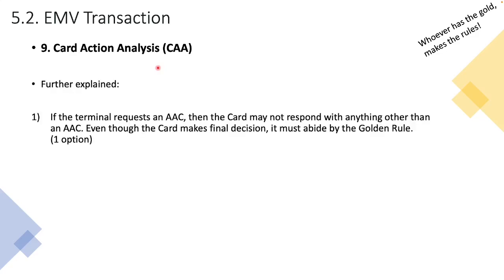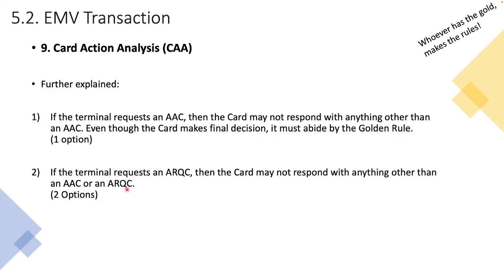Okay, so let's expand on it a little bit more, just to improve our understanding. If the terminal requests a decline, an AAC, the card is not allowed, under the golden rule of EMV, to respond with anything other than an AAC. It has to abide by the strictest rule, which is to decline the transaction. So even though the card will eventually make the final decision, it is actually forced to abide by the golden rule. In this scenario, it only has one option to choose from, which is to decline the transaction.